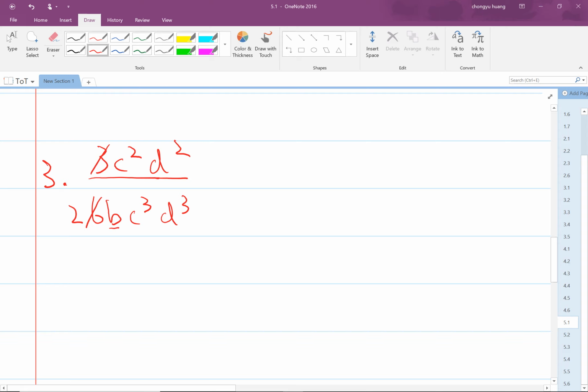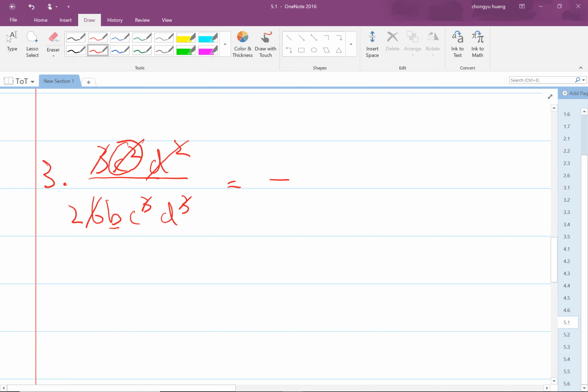There's a b on the denominator, but we don't actually have to do anything with b because we don't have a b on the numerator, right? So we just leave b as it is. And now you can see we have c to the power 2 on both the top and the bottom, so they cancel, and the 3 just becomes 1. Then d also gets cancelled, and d to the power 3 also becomes 1, right?